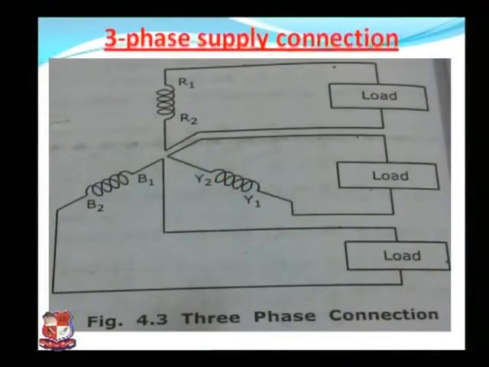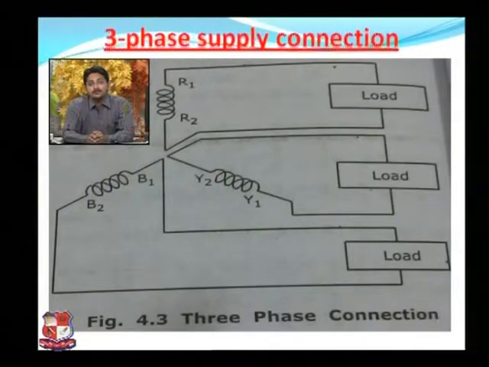This figure shows exactly how the three phase voltages are generated in a polyphase circuit. You can see that R1 and R2, Y1 and Y2, B1 and B2 are the three phases, and all the phases are connected with the load. If we make such a connection, then what happens? You can see that three loads are required, one connected with each and every phase.